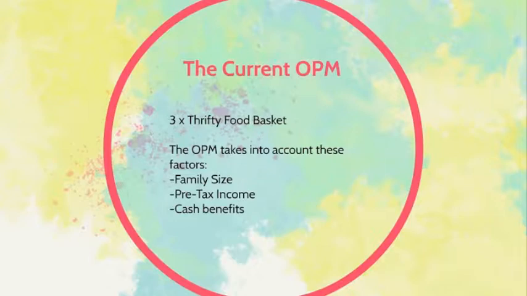Right now, the poverty threshold is set at 3 times the cost of a thrifty food basket. Molly Orshansky created the OPM in 1964, so it is extremely outdated as food no longer makes up 1/3 of the average American's budget.